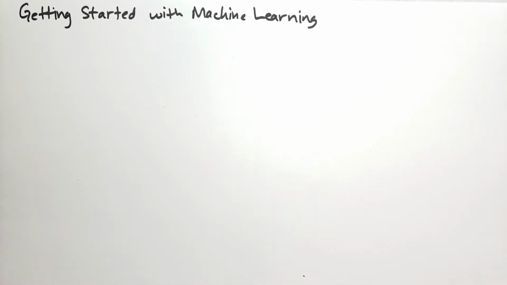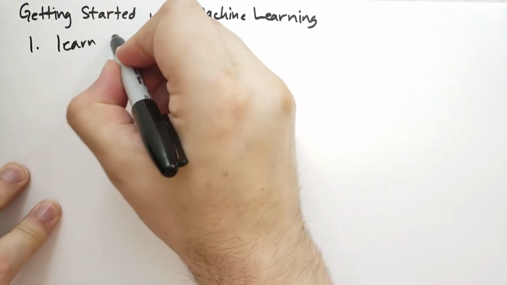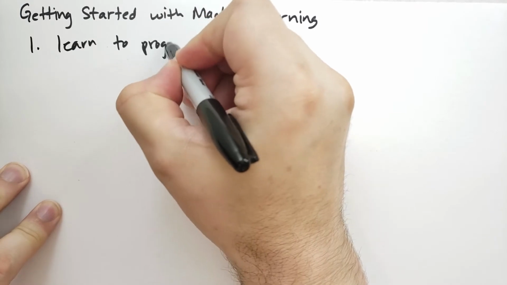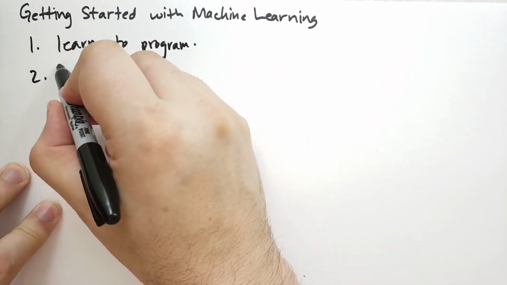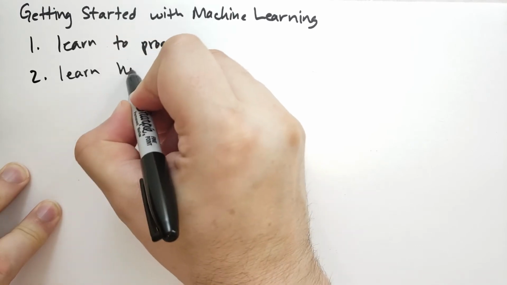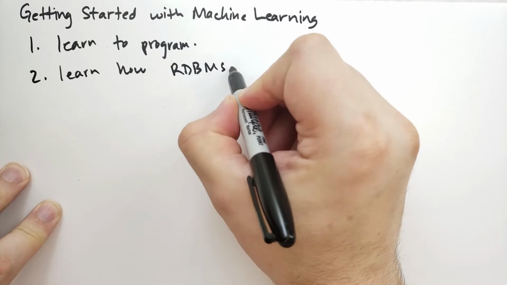So anyway, I'm going to give you a general roadmap of what to do in order to learn machine learning. I'm going to try not to elaborate too much on these, but give you a hint on why they're important. So first, you need to learn to program. Next, you should learn how relational databases work. RDBMSs work.